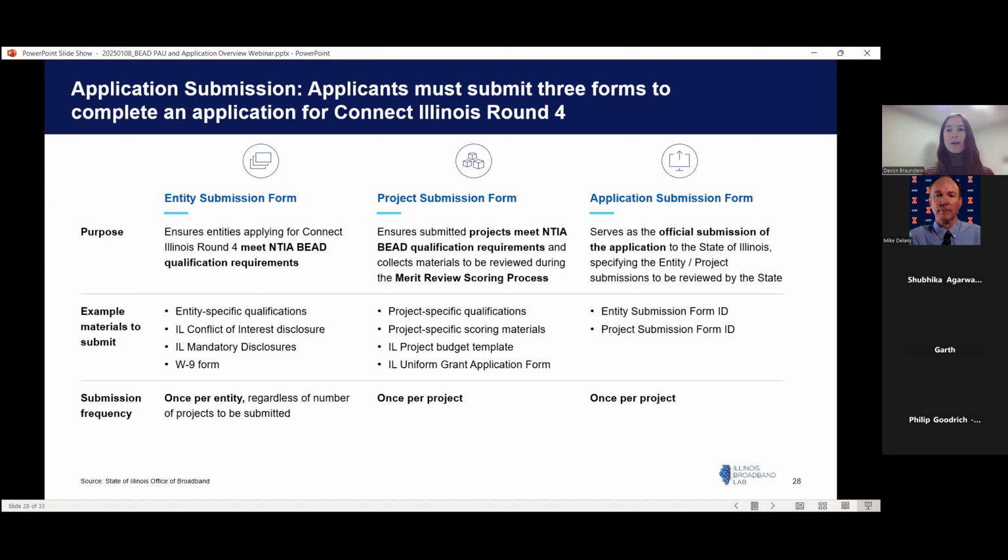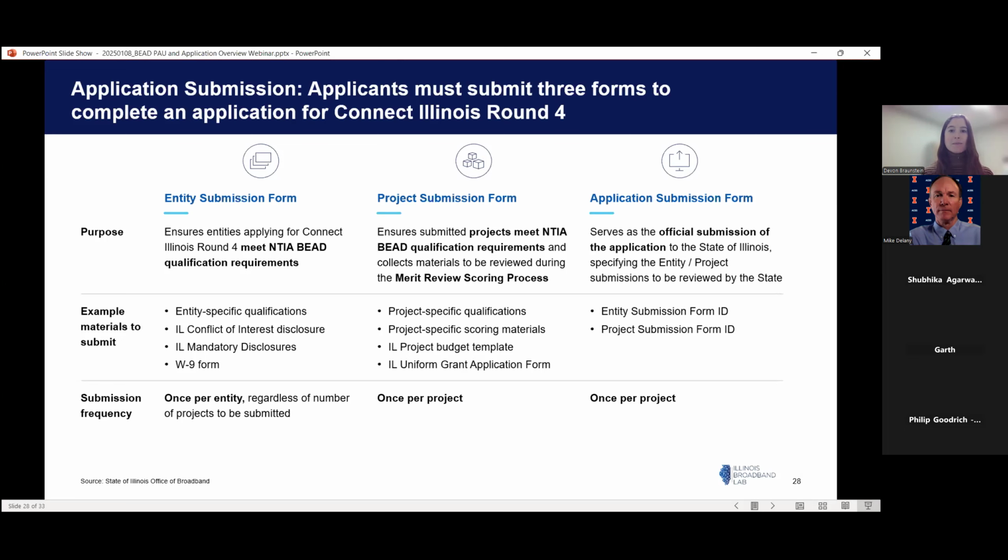So you will submit that just once per entity. We'll review it. We may come back with some curing, but hopefully it is good to go and you don't need to think about it again. All you need to do is save your entity submission form ID, and then you'll use that for each project that you submit.